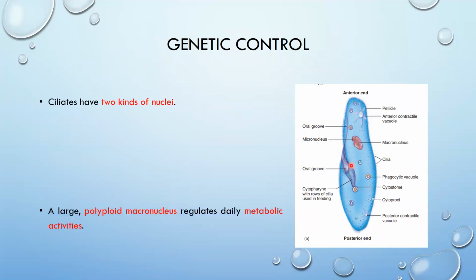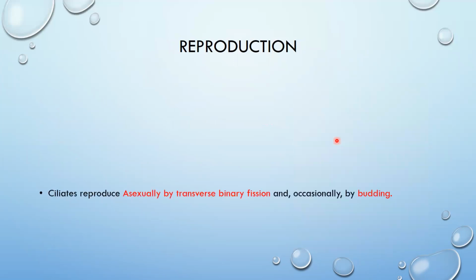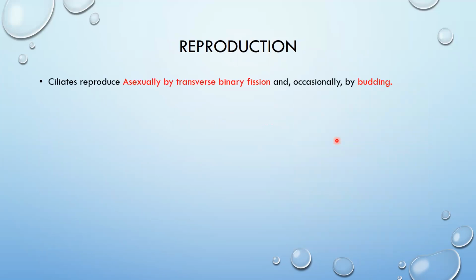Ciliates have two kinds of nuclei. A large polyploid macronucleus regulates the daily metabolic activities, as you can see here in the diagram, and one or more smaller micronuclei. These are the genetic reserves of the cell. Now the reproduction. Ciliates reproduce asexually by transverse binary fission and by budding. The diagrams you have already discussed initially in the case of Euglena. Ciliates reproduce sexually by the process of conjugation.